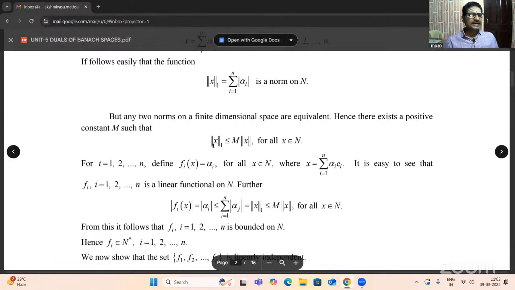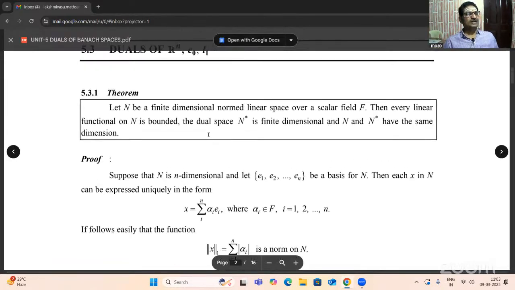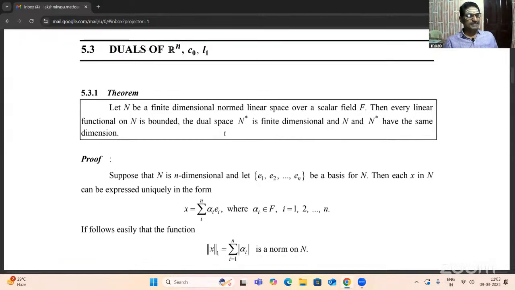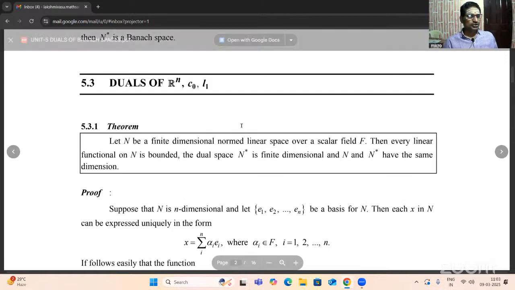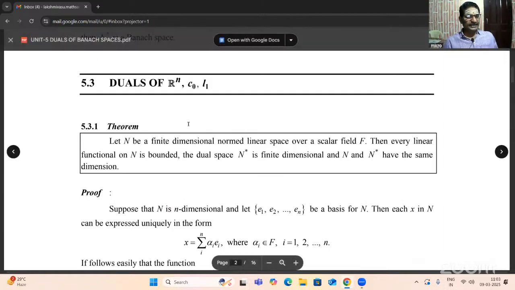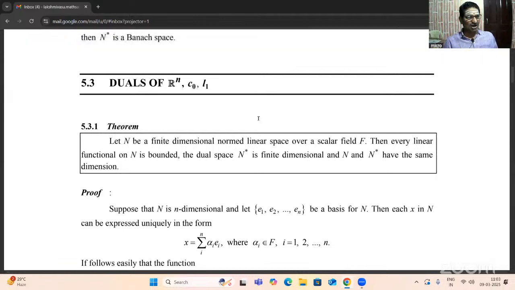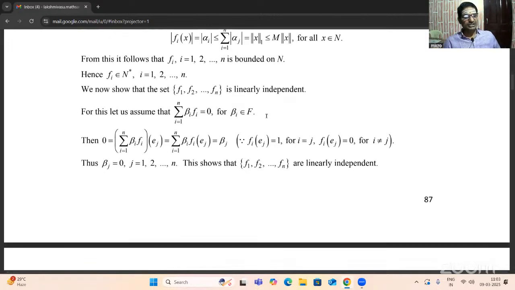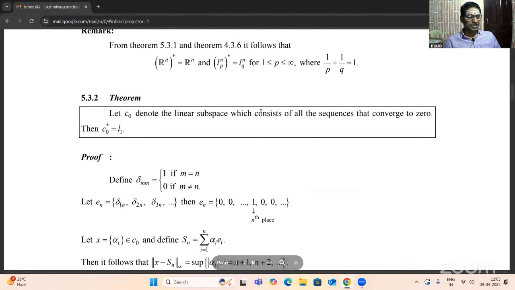You must apply this given proof, that is 5.3.1. This theorem is very important. If n is finite dimensional, prove that the dual space is also finite dimensional. Then the theorem is 5.3: n and n star, a finite dimensional normed linear space and its dual space, both have the same dimension. This theorem is also very important on dimensions.